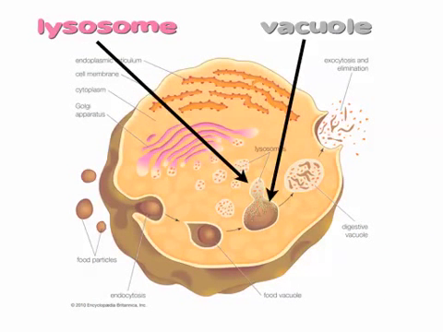Lysosomes are membrane-enclosed vesicles that have little enzymes in there which help the cell digest stuff, and vacuoles are for storage.